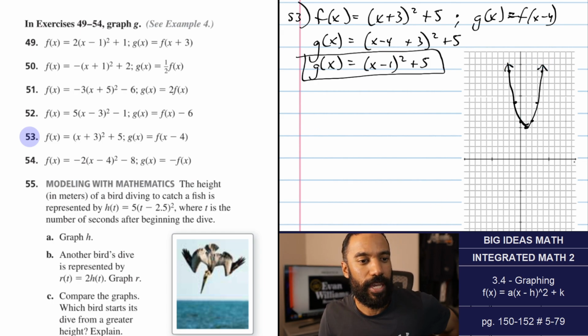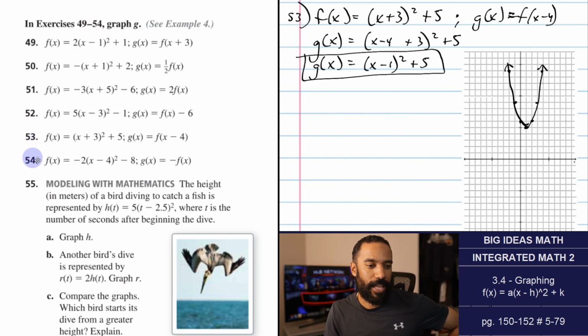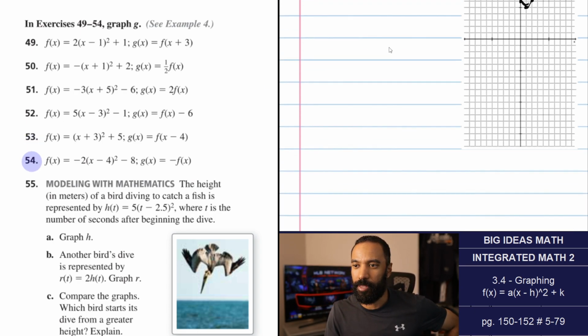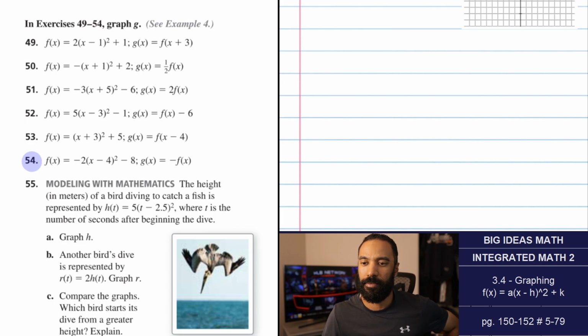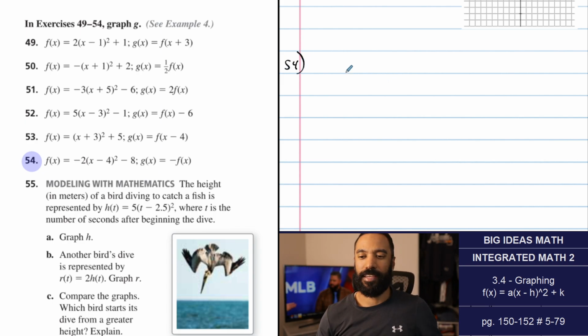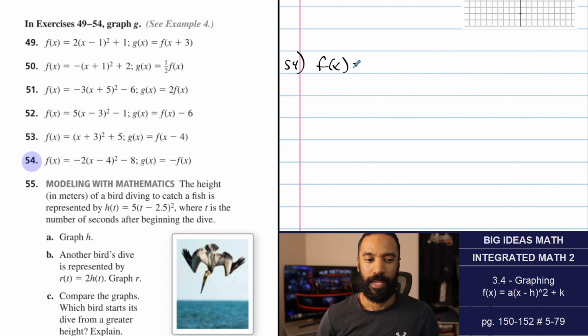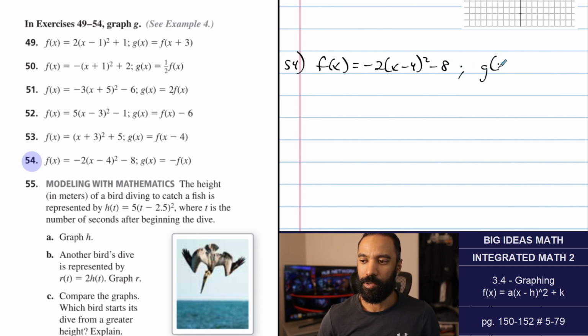That's 53. Let's look at number 54. Last one in this set before we hit some other ones. About 2/3 done now. f of x equals negative 2 times (x minus 4) squared minus 8. g of x equals negative f of x.